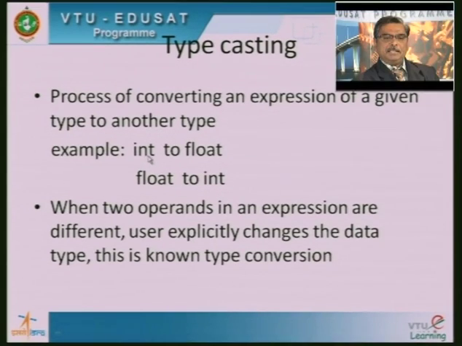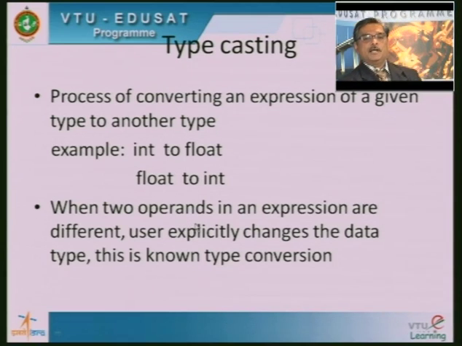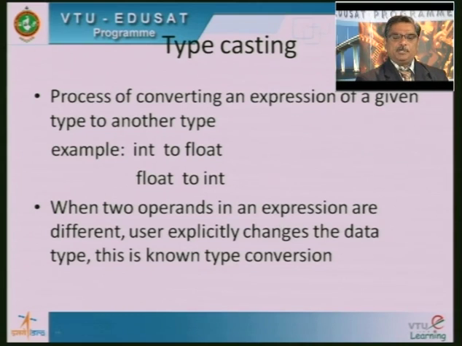If you have given int as the type, you can convert it into float. If you have given float, you can also convert it to integer. Like that you can change. When two operands in an expression are of different types, it will do mixed mode operation, and the resulting value is properly assigned to your LHS. So the user explicitly changes this data type by using type conversion. This can be done like this.